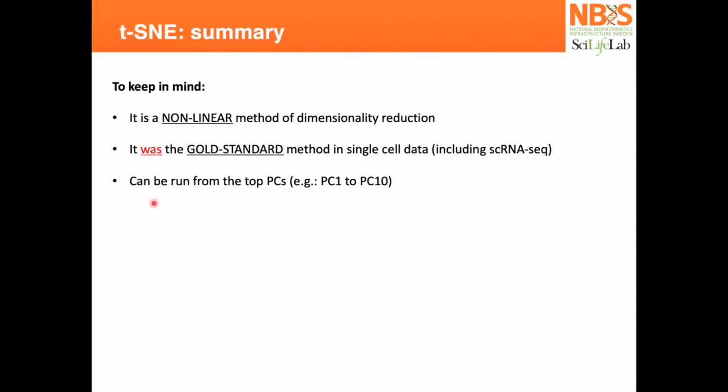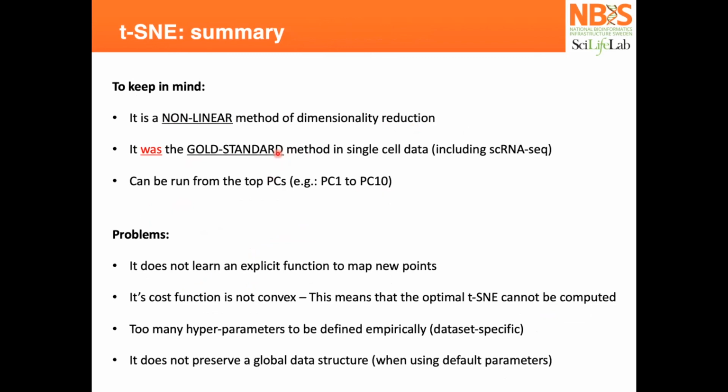To keep in mind, tSNE is a non-linear method for dimensionality reduction. It was the gold standard method for single cell, and it can be run, for example, on the top principal components. But you still see it quite a lot, especially in flow cytometry. The problem is that it does not learn a specific function for mapping new points. The cost function does not allow you to find the best embedding, and that same problem also happens in UMAP. There are too many hyperparameters, and you need to find which one is best for your data set. It does not preserve the global structure, so the distance between clusters has no meaning at all in tSNE.